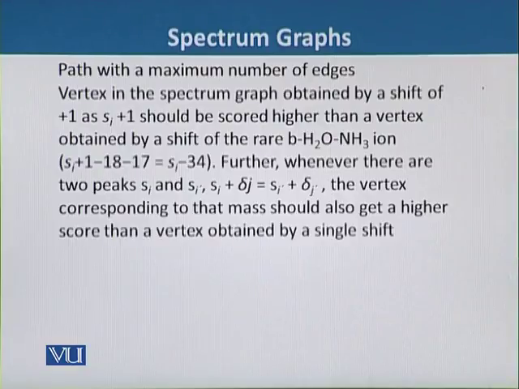So the problem with choosing the path with the maximum number of edges is that it does not adequately reflect the importance of different vertices. For example, the vertex in the spectrum graph obtained by the shift of +1 as Si + 1 should be scored higher than the vertex obtained by a shift of water or ammonia ion. And we know that the mass will be S1, 1 minus 18 is equal to minus 17.